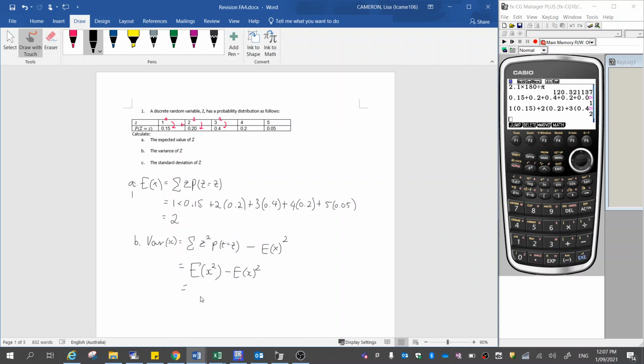Okay, so let's start plugging this in. We're going to first calculate E(X squared). So to do that, all I have to do is 1 squared times 0.15 plus 2 squared times 0.2 plus 3 squared times 0.4. I'm going to stop talking.